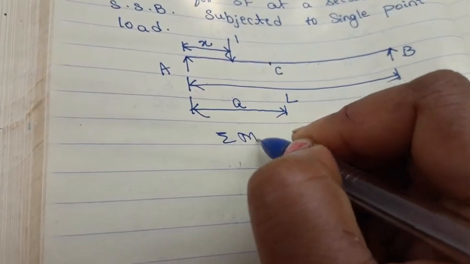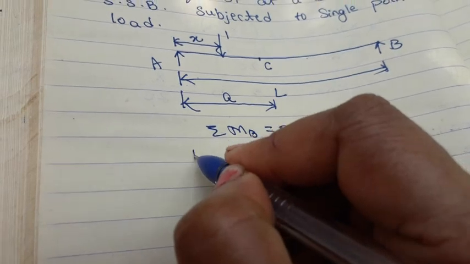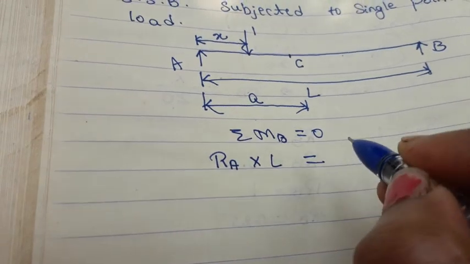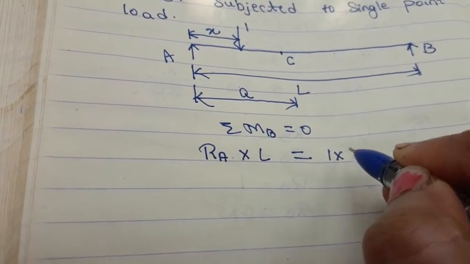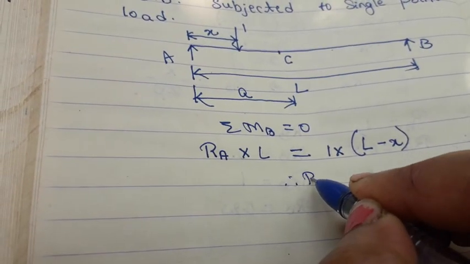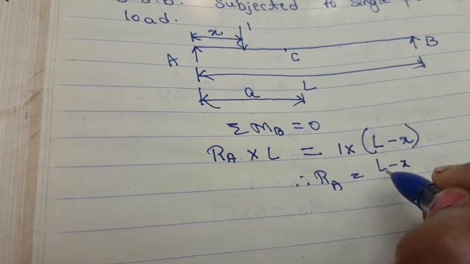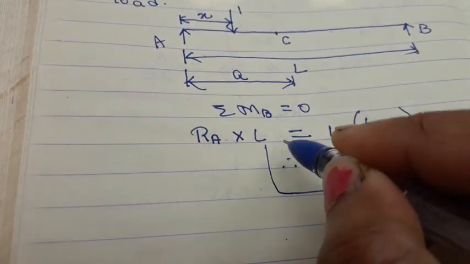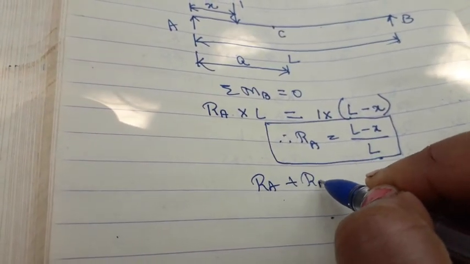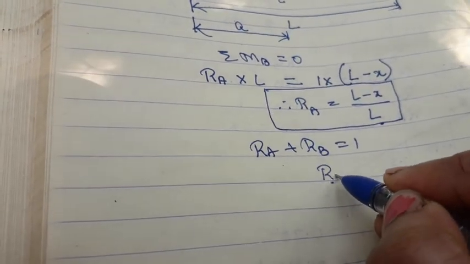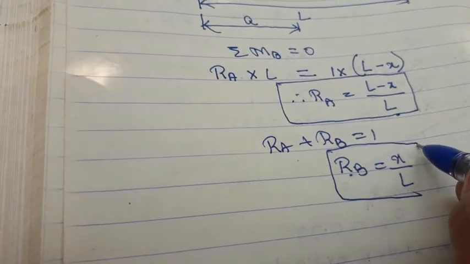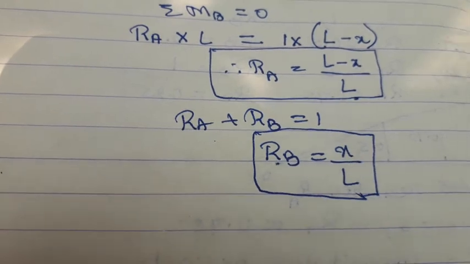So before finding out the shear force, we will write the reactions RA and RB. Let us take sigma MB is equal to 0. Then RA into L is equal to 1 into (L minus x). Therefore, RA is equal to (L minus x) by L. So RA plus RB is equal to 1, which gives RB is equal to x by L. So, these are the reactions.